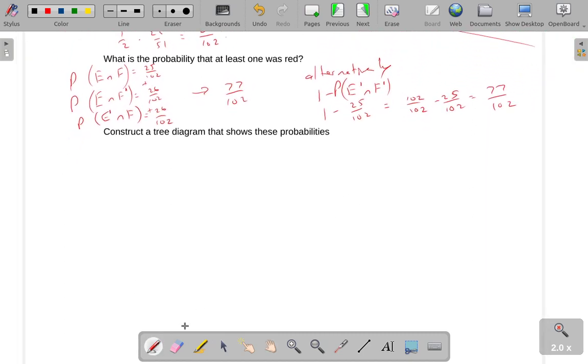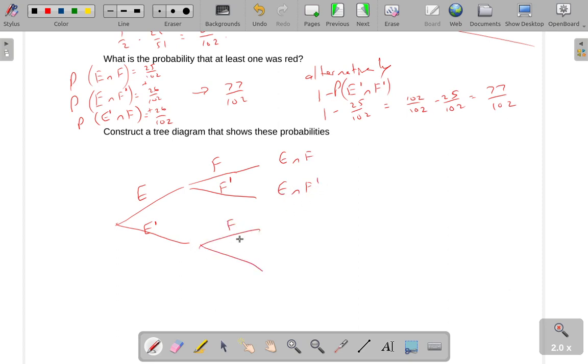If we wanted to construct a tree diagram to show all these different possibilities, I would start off by saying, when we draw the first card, it's either red or not red. So when we go up, the first card is a red card. If we were to go down, the first card is a black card. Now, once we go up, we talk about drawing the second card. We can either get a red card for the second card or a black card for the second card. So this up here would be E intersect F. Then this one was E intersect F complement. So a red and a black.